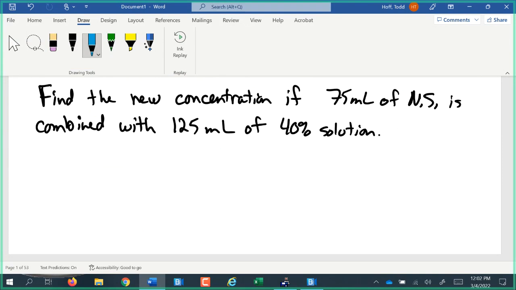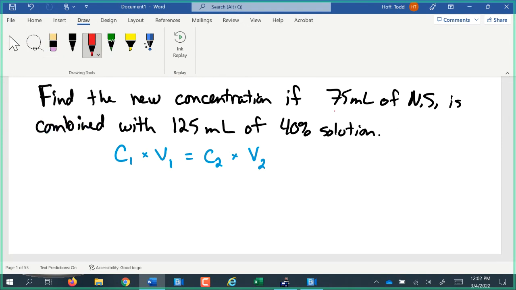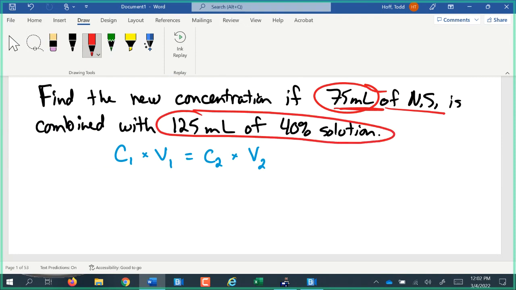So we can go ahead and just use this concentration adjustment formula, or change of concentration formula. First concentration times the first volume equals the new concentration times the new volume. So it really doesn't matter which one we put on which side. We have 75 milliliters of NS, that's our water being added. We're going to put that on hold right now. We need one of the solutions that we know both the volume and the concentration, and that's right here. We have 125 milliliters of 40% solution.